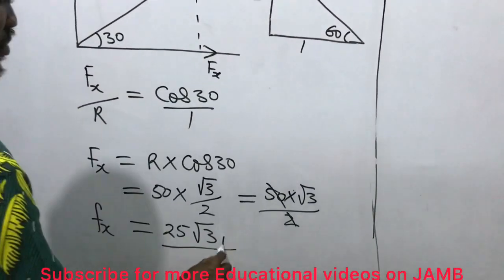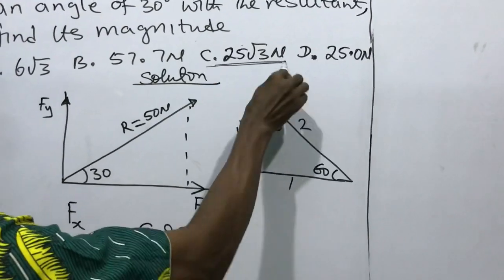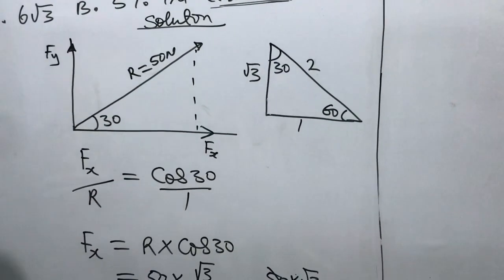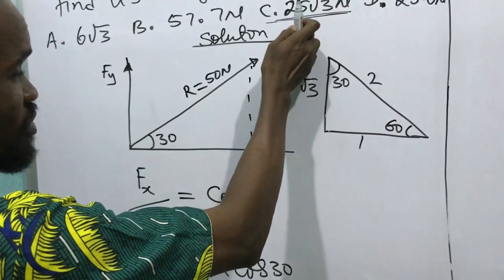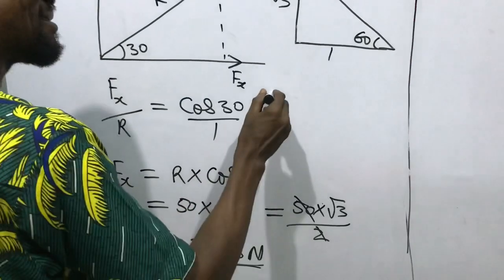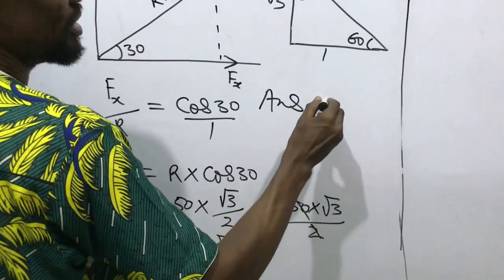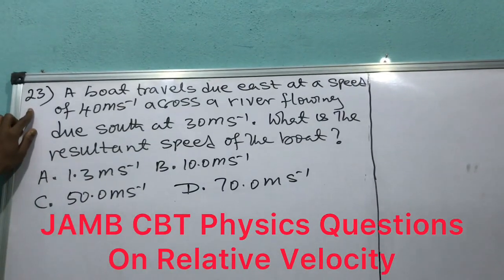Let's go to the options. I can see that option C is the correct answer there. Option C is the correct answer, which is 25 root 3 Newton. That's the answer. I will say my answer is option C.